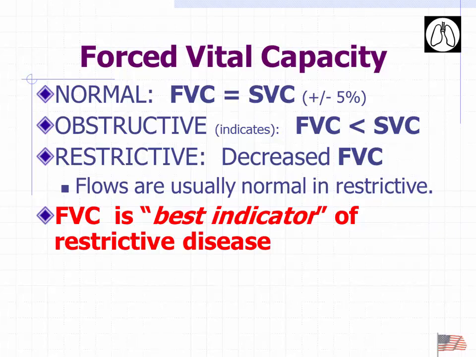Normally, your FVC should be pretty close to your SVC. So your forced should be pretty close to your slow. But we know that patients with obstructive disease, the forced is significantly less. And that's due to that dynamic compression of the airway that we see because the airway collapses. Restrictive disease will have a reduced FVC, but the flow rates that we're going to measure are normal. The forced vital capacity is lowest with restrictive disease simply because they can't get it in. Can't get it in, can't get it out. Right?